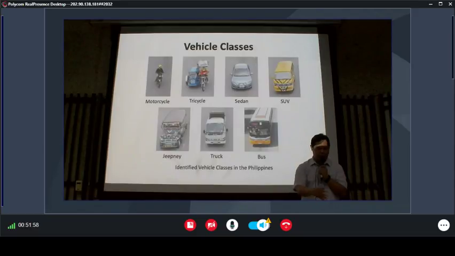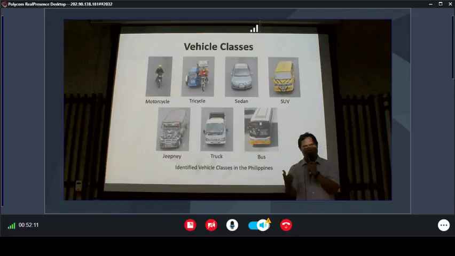Our roads are kind of interesting in that we have a lot of classes. We experimented with a lot, and we settled for about seven. But these are not just the kinds of vehicles that we see on our roads. We see a jeep that looks like a bus, an owner-type that looks like a jeep, so a lot of other types of cars. But we settled on seven: small vehicles, sedan types, SUVs, jeepneys, trucks, and buses.